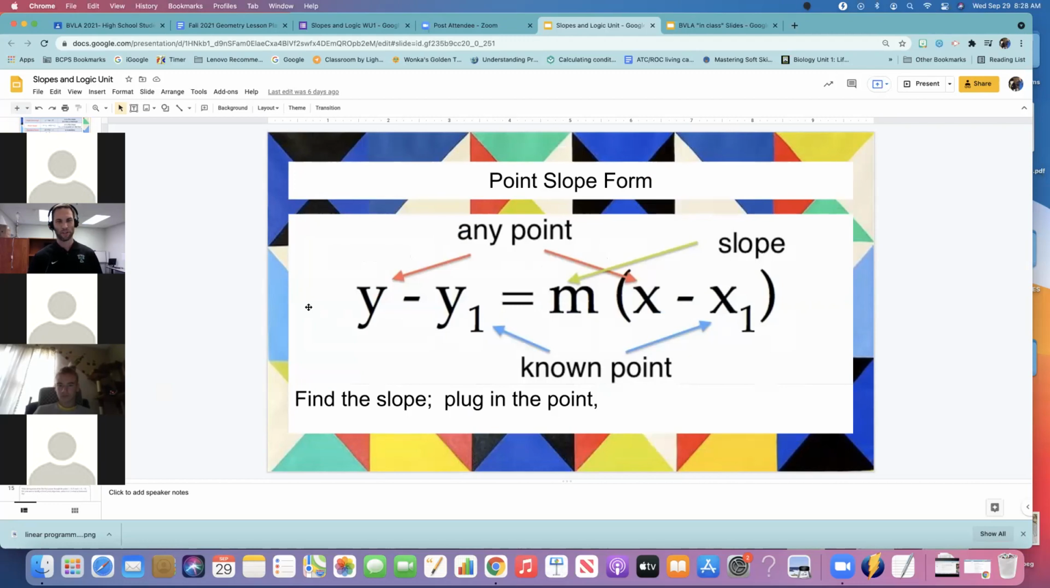Okay, so this is the same thing: y minus y1 equals m times x minus x1. Here m is the slope, (x1, y1) is the known point, and x and y can be any point. I call it input and output. X is the number you put in, y is the number you get out. Okay, everybody good with that?